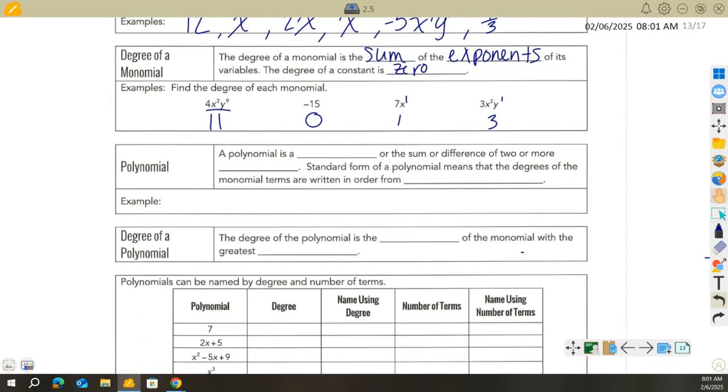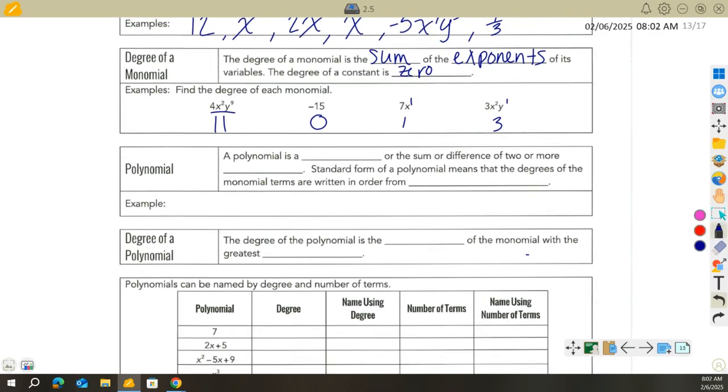Next, we're going to look at polynomials. A polynomial is a monomial, or the sum or difference of two or more monomials. The standard form of a polynomial means that the degrees of the monomial terms are written in order from greatest to least. So we're always going to start with the highest degree term first.